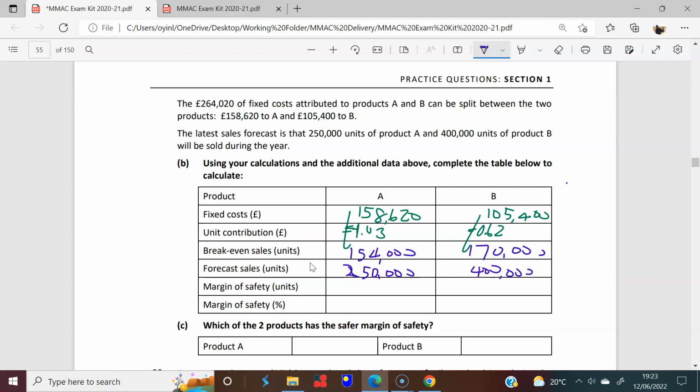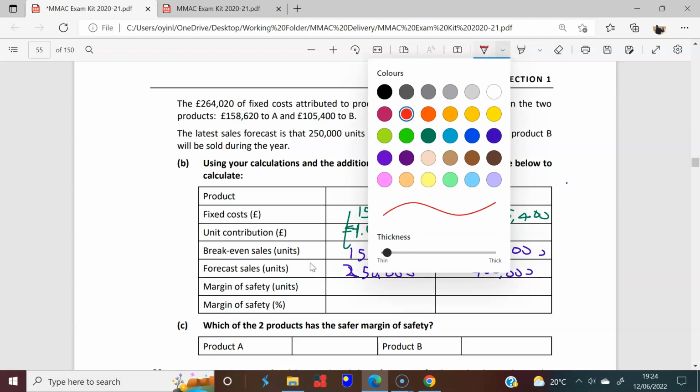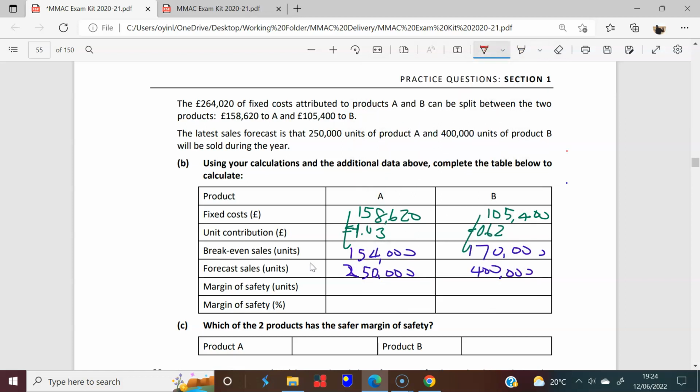Okay, great. So then they ask us margin of safety, which is the difference, literally, between forecast and break even, and therefore you will have 250 minus the 154, which is 96. So your margin of safety is 96,000 here. And your margin of safety here, 400 minus 170 is 230,000.